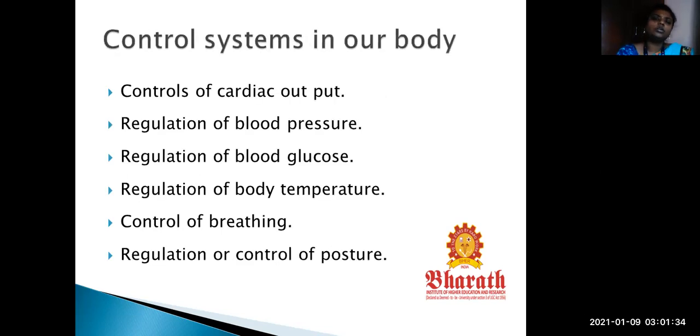I'll tell you the different kinds of control systems in our body. First is the cardiac control system, then regulation of blood pressure, regulation of blood glucose level, regulation of body temperature, control of breathing, and control of our position and posture. All those things are the control systems in our body. How are they controlled?